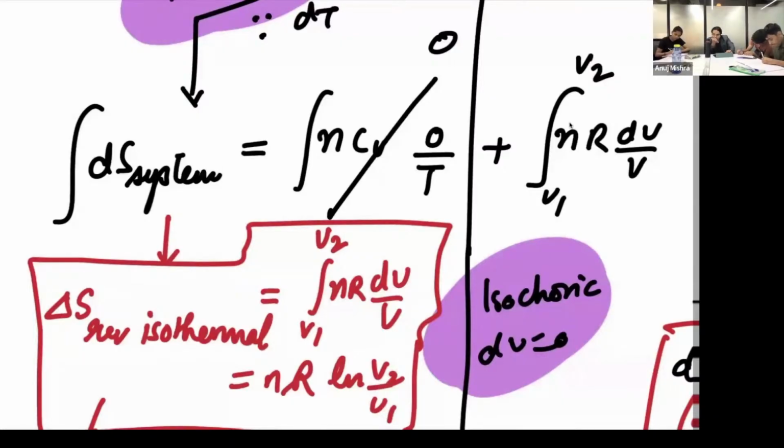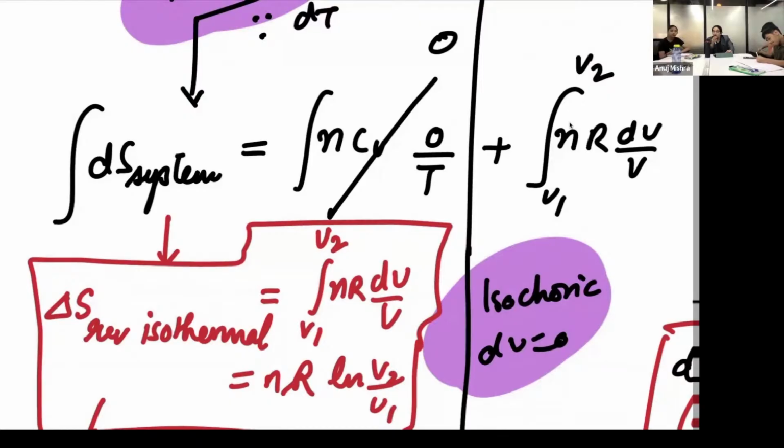First is clear. So this formula you can also write as nCv ln T2 by T1 plus nR ln V2 by V1, if you integrate nCv dT by T. Now, if temperature is constant as in isothermal, the first term will become 0, and the second term will be your answer. Okay. Next is isochoric.